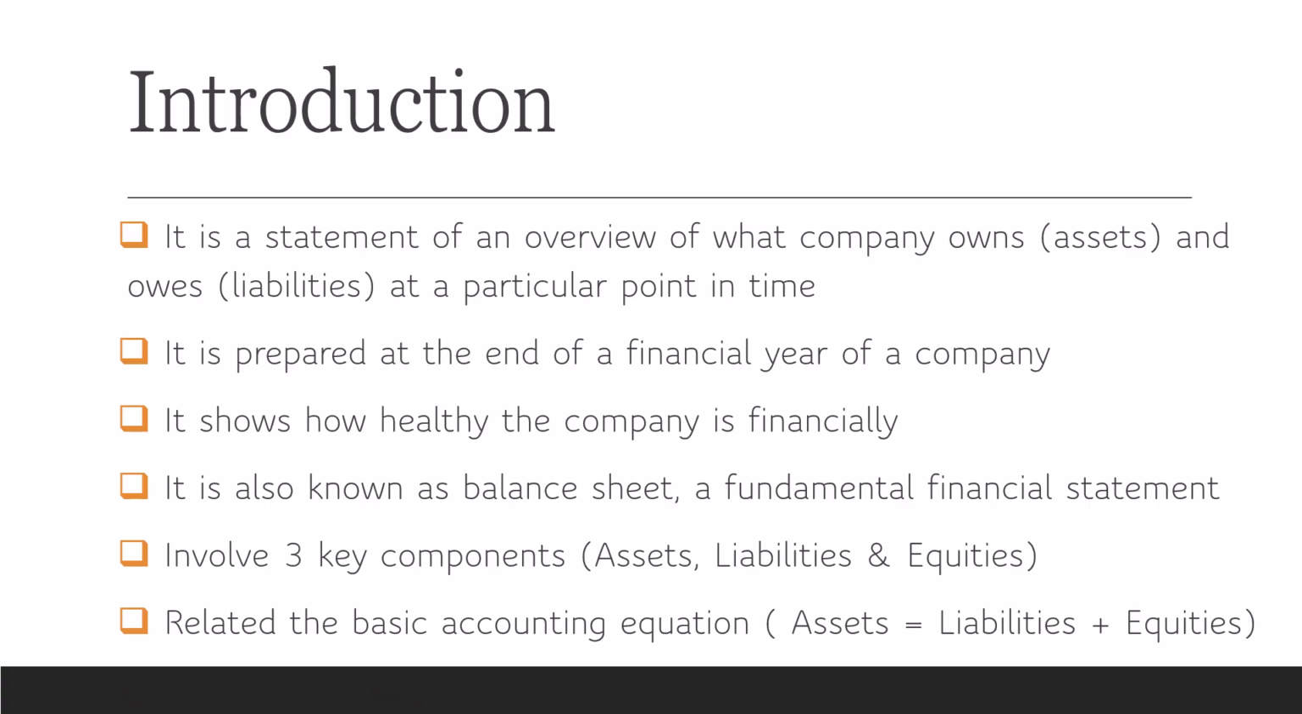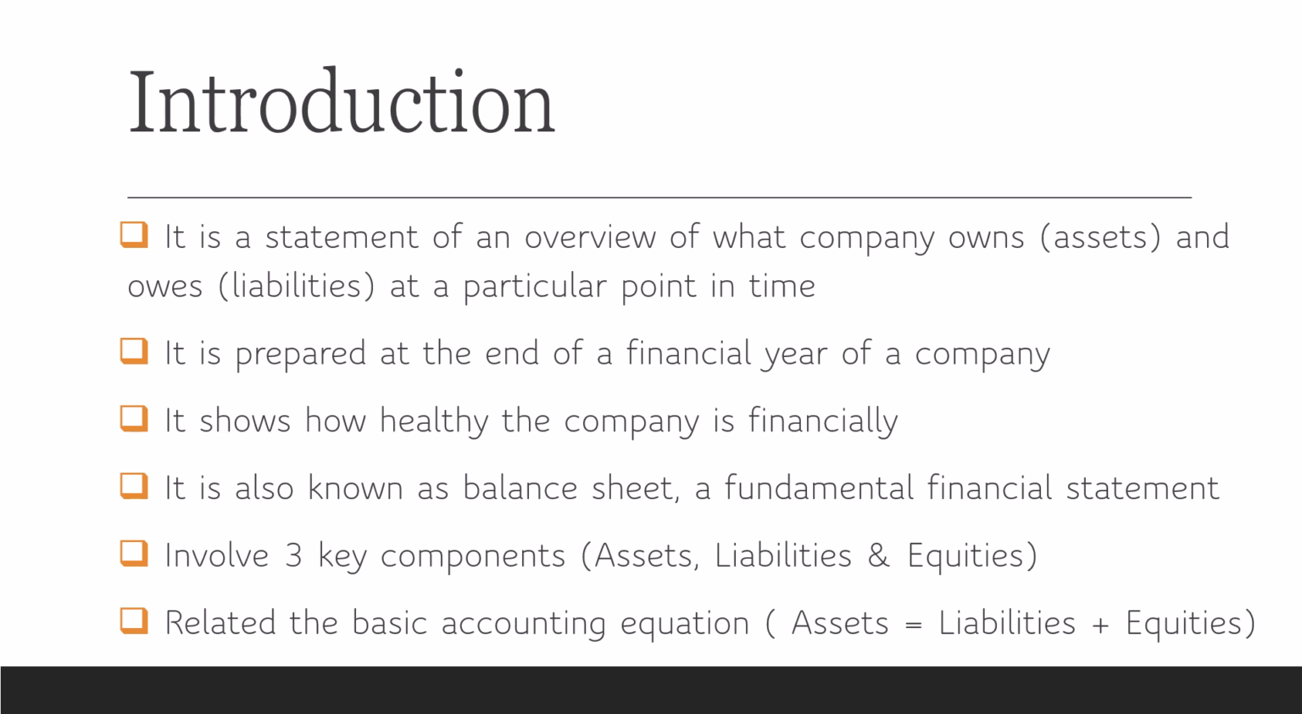Firstly, it tells us that the statement of financial position is essentially a snapshot. It provides an overview of what a company owns, which are the assets, and what it owes, referring to the liabilities, at a particular point in time. Think of it like a financial photo taken at a specific moment. Crucially, this statement is typically prepared at the end of a company's financial year, so the point in time is usually the closing date of the financial period.